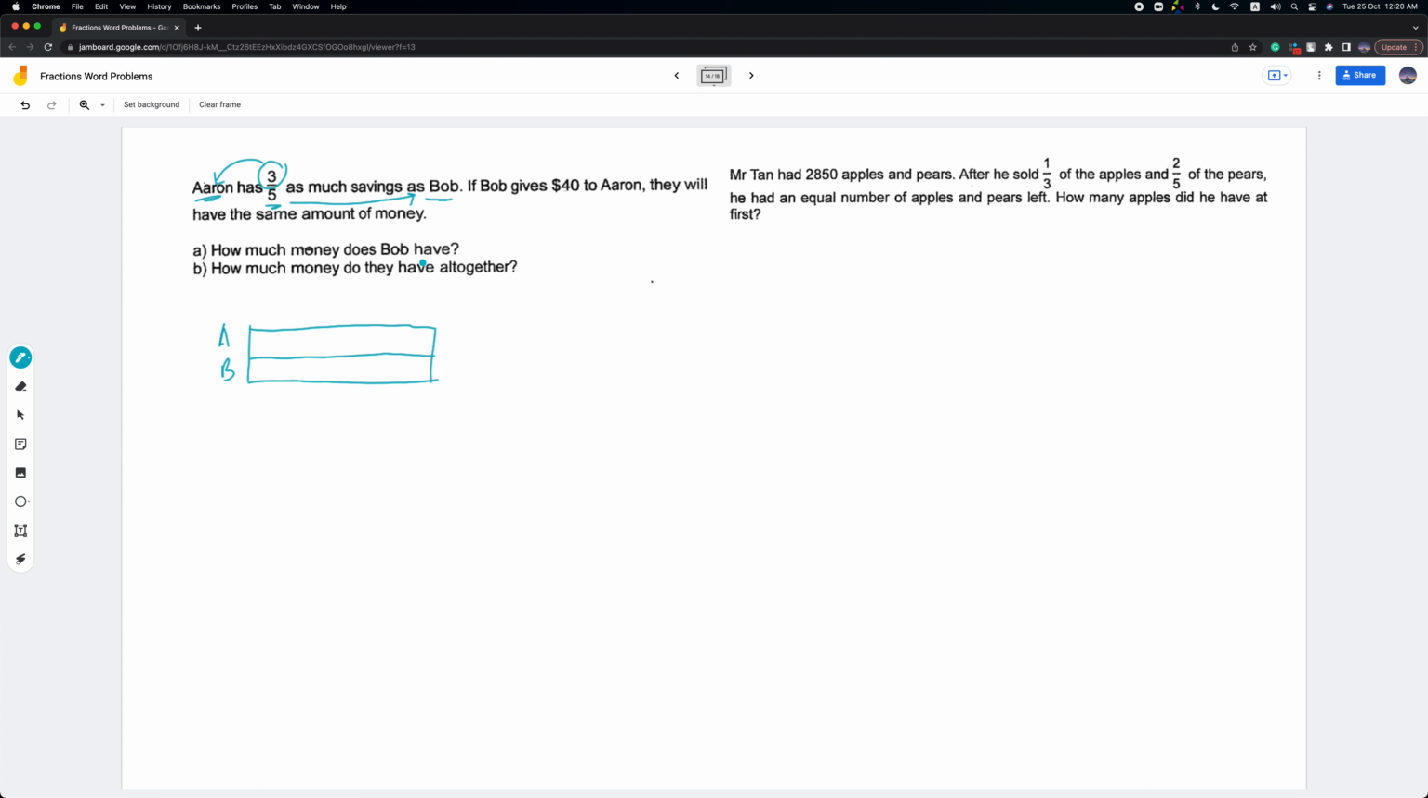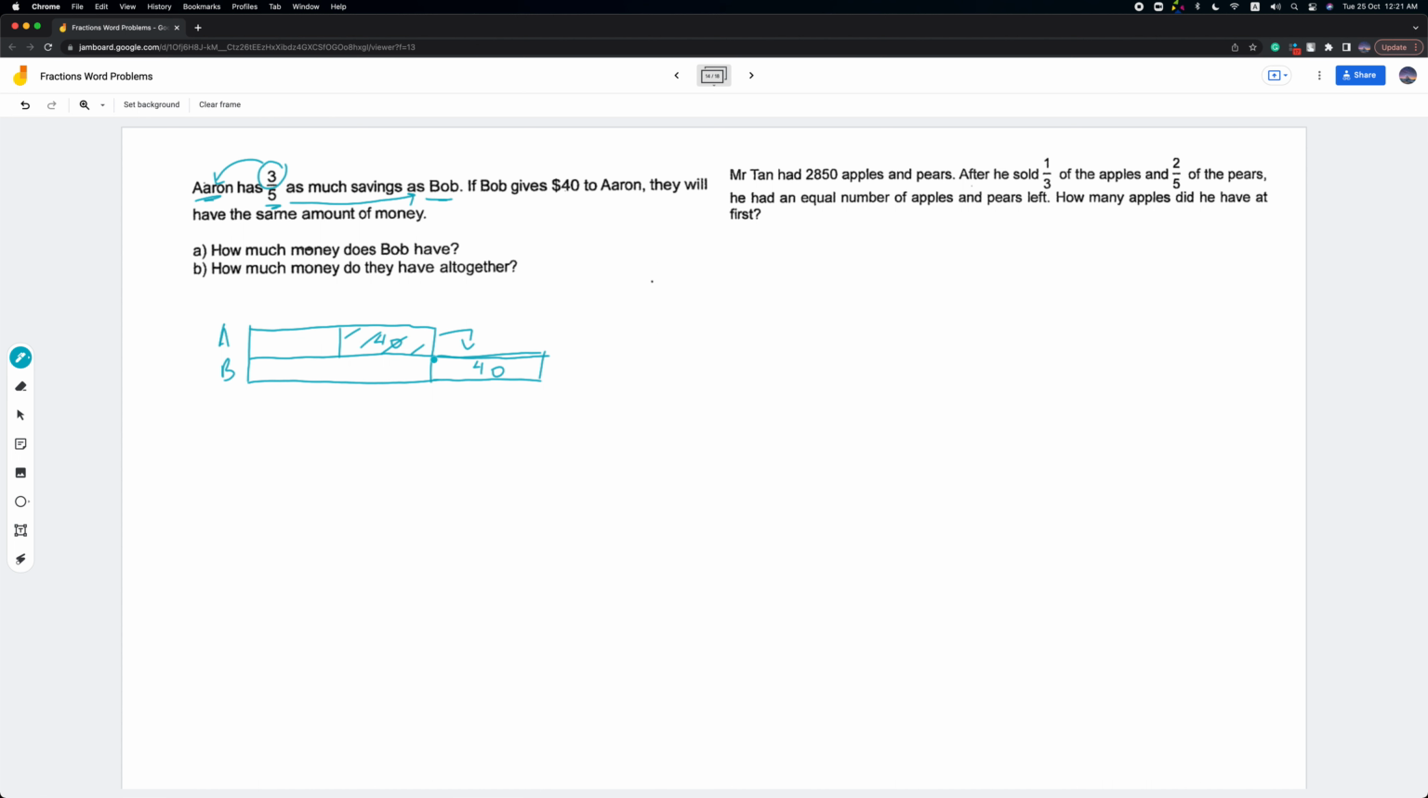So if Bob gives $40 to Aaron, they will have the same amount of money. So Aaron needs to give back the $40. Okay, so this is the $40 that he needs to give back. The reason why I draw equal ending first is usually I want to try to be consistent in doing the word problems, because when you are consistent, it's easier because you will rely on less method. But it doesn't necessarily mean it's the easiest way to solve.